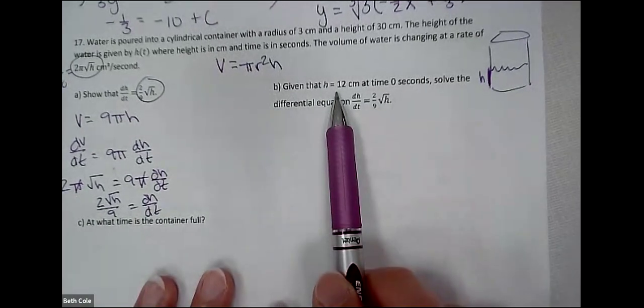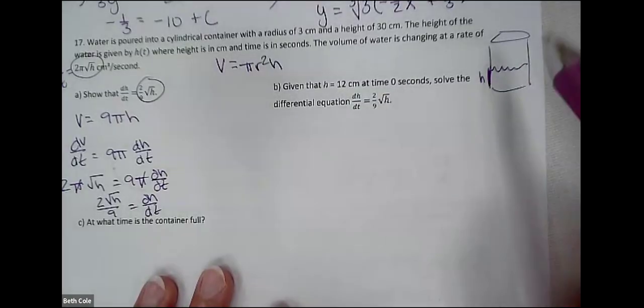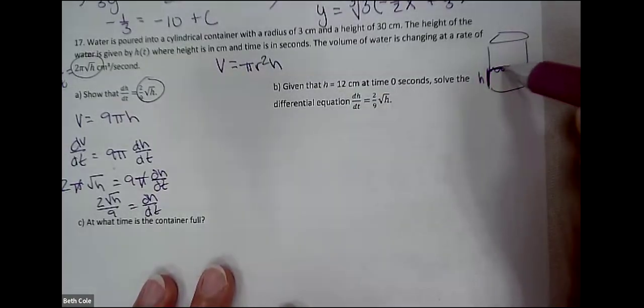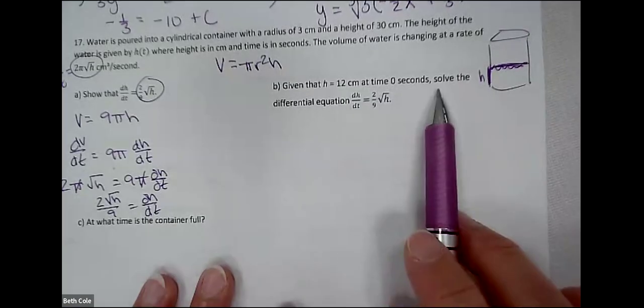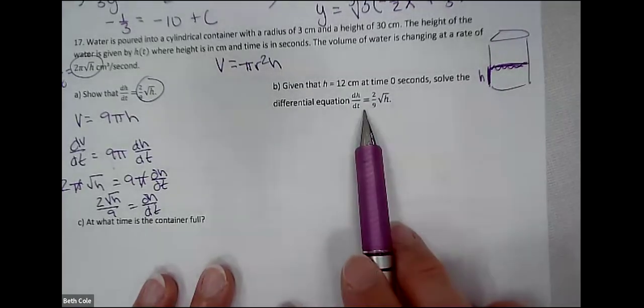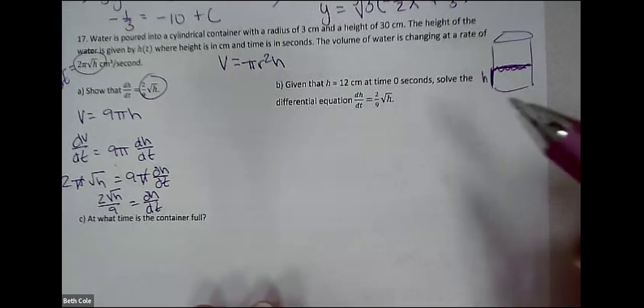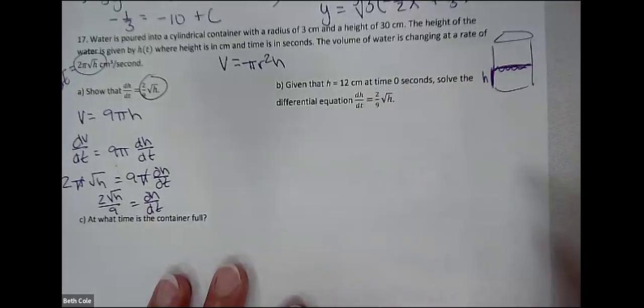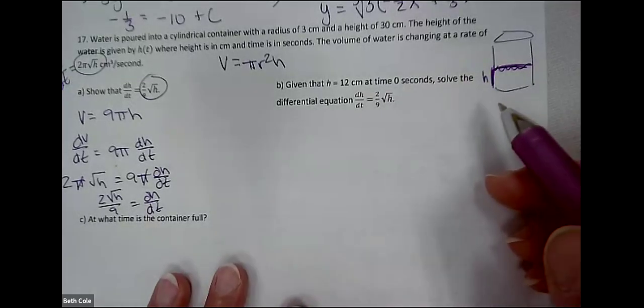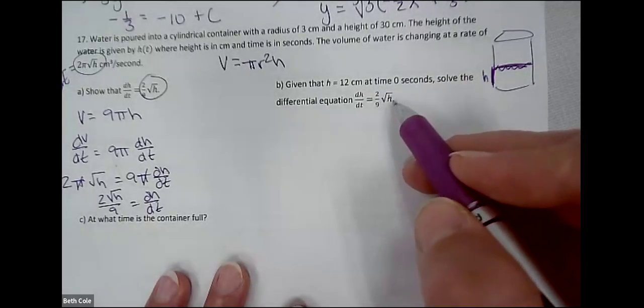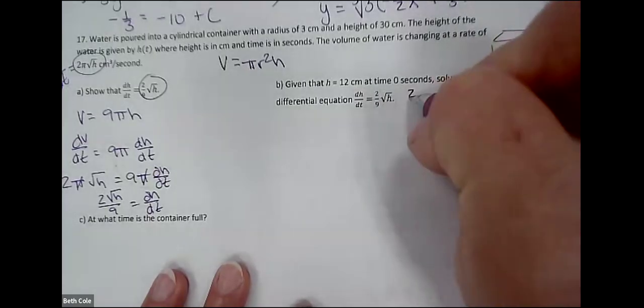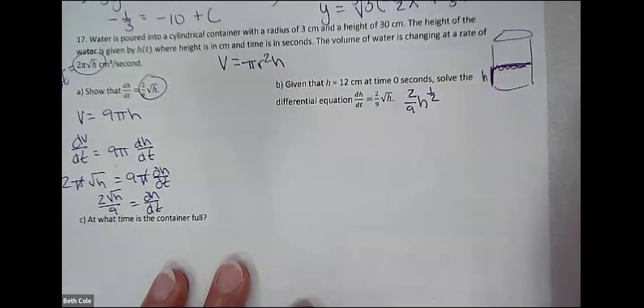All right, given that height is 12 centimeters at time 0, so we're starting out with this height of 12 centimeters of water at time 0 seconds, solve this differential equation. So we're just solving a differential equation with this being our initial condition. They just kind of made a story problem about it. Now this is h to the 1/2, so you can think of this as 2/9 h to the 1/2.